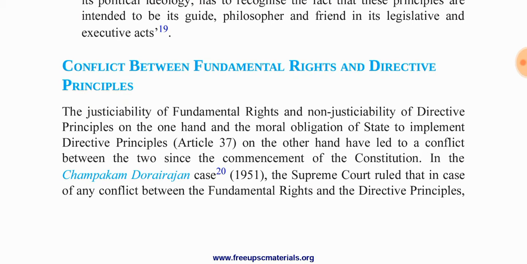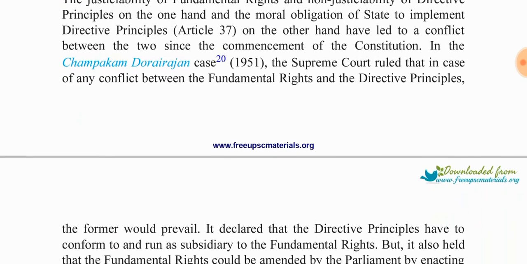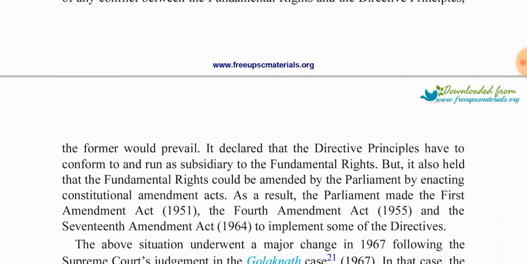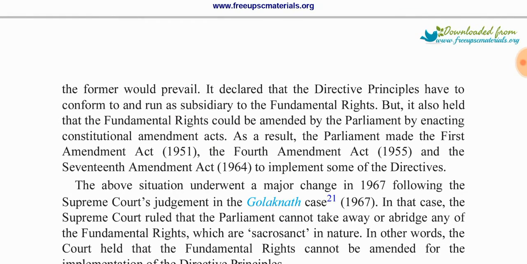So first comes the Champakam Dorairajan case. It was in 1951, and in this case the Supreme Court ruled that in case of any conflict between the fundamental rights and the DPSPs, the former would prevail. That is, they declared that fundamental rights could be amended by the Parliament by enacting constitutional amendment acts.